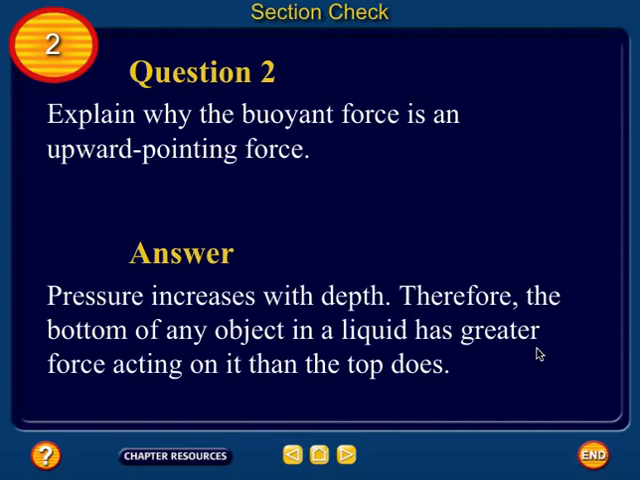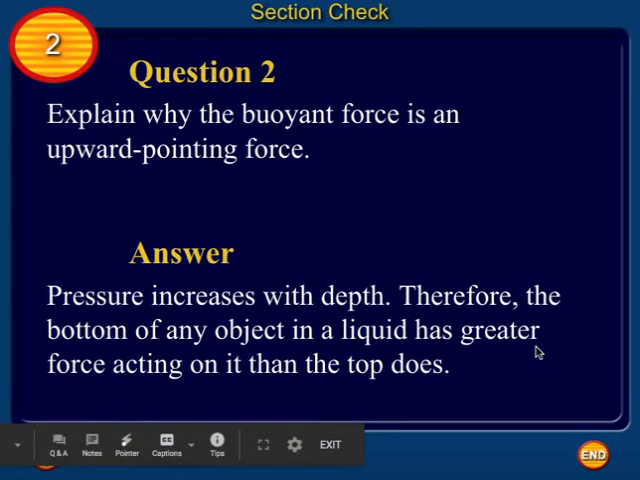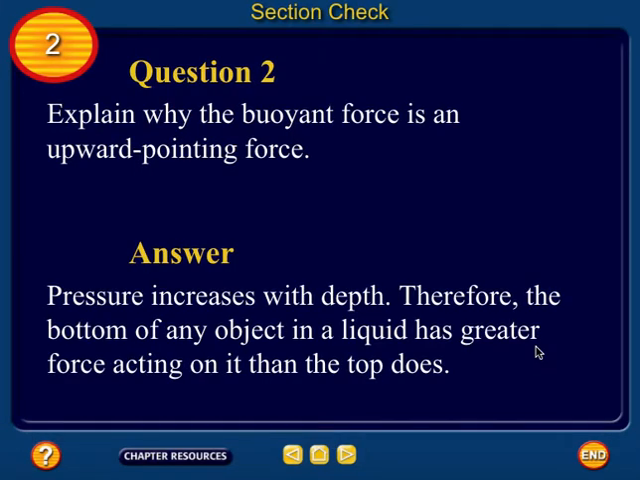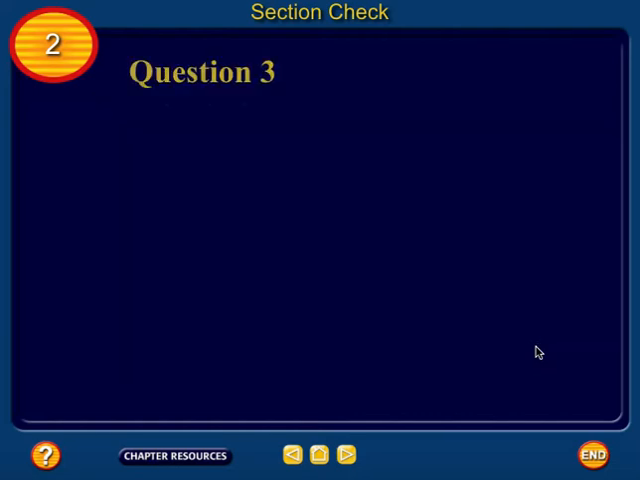Well, as pressure increases with depth, therefore the bottom of any object in a liquid has a greater force acting on it than the top does. For example, if you're standing in water, your feet have a pressure pushing on them greater than the pressure that's on your shoulders at the top of the water. So that upward force is this difference in pressure that's applied by the depth of the fluid.